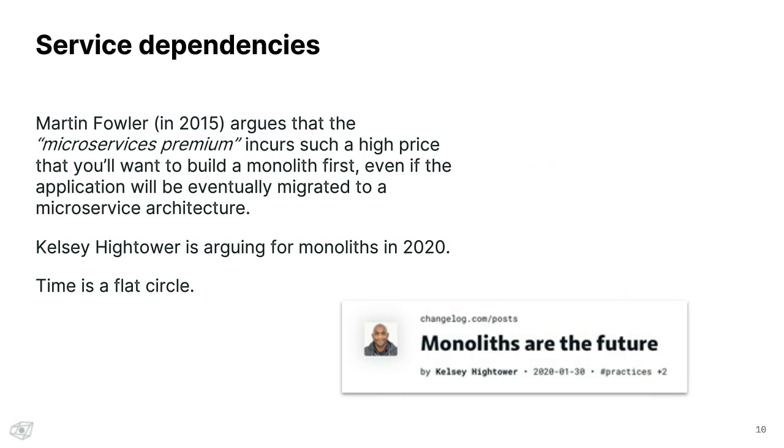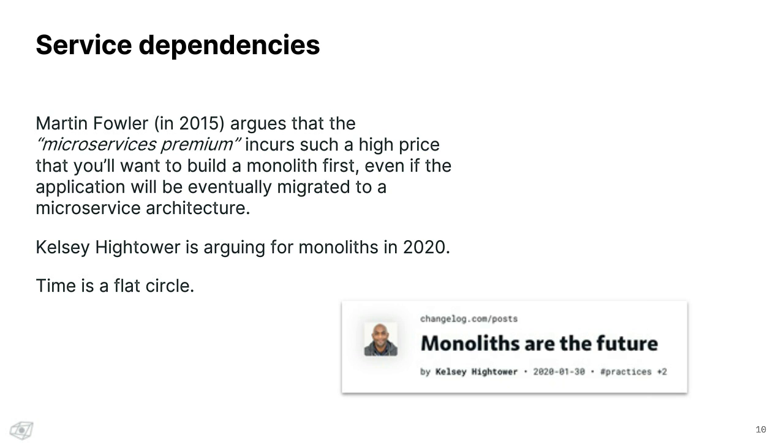The second category of costs is around understanding dependencies. One of the things Kubernetes does is make it really easy to add new services and to call external APIs. And the cost of services has always been pretty high. Even years ago, Martin Fowler was saying there's a premium associated with microservices, and that even if you think you're going to need microservices someday, you should start from a monolith, in a modular way, and take advantage of all the good things a monolith gives you early in the life of your application.